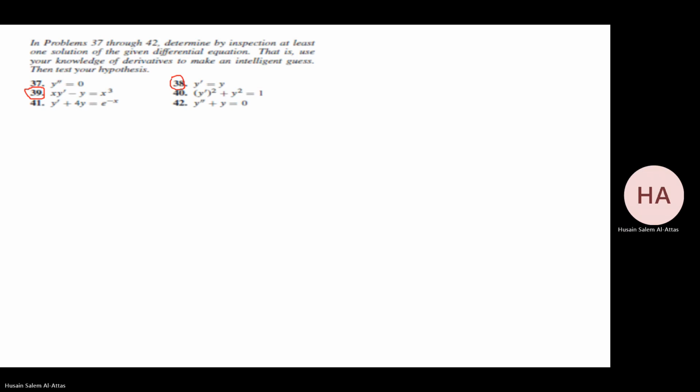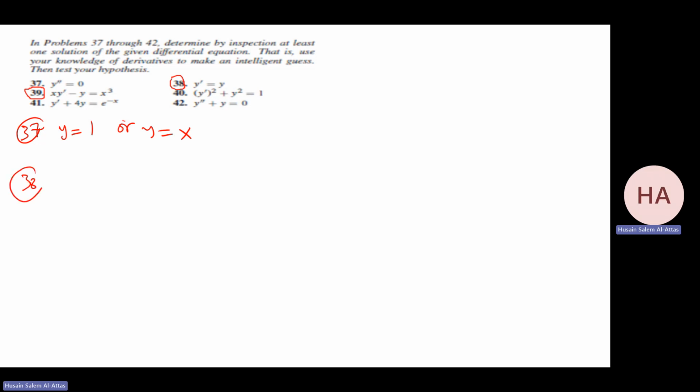Okay, last group of problems, which is the inspection. Let me try to do it. 37. Yeah, very clear. When y double prime equals 0, I have many solutions. Y equal 1 or 10 or 20, any constant. Or y equal x. I know the second derivative for any value times x or any combination of these two. That will be a good solution.